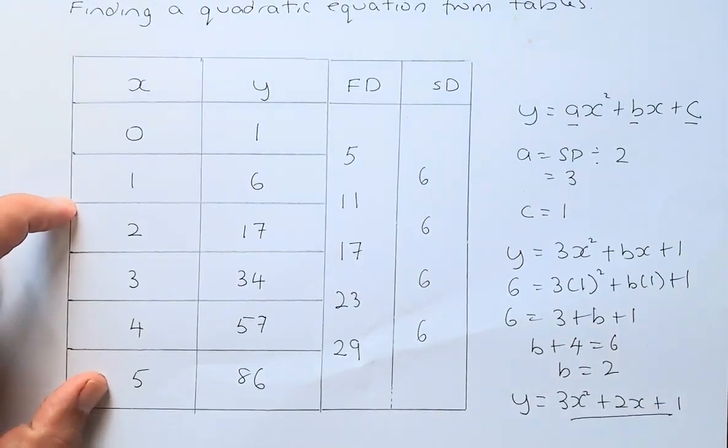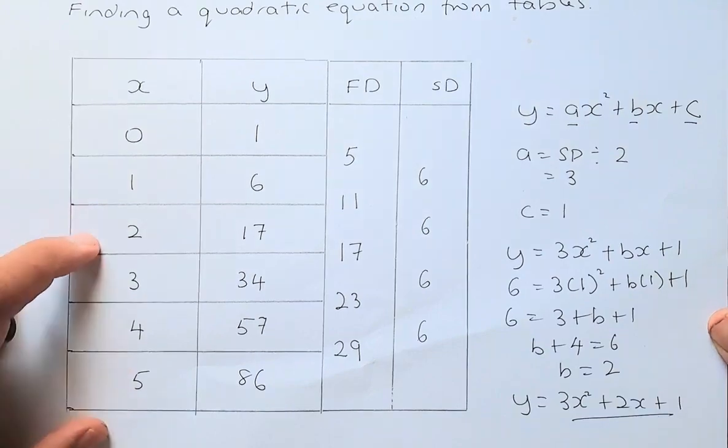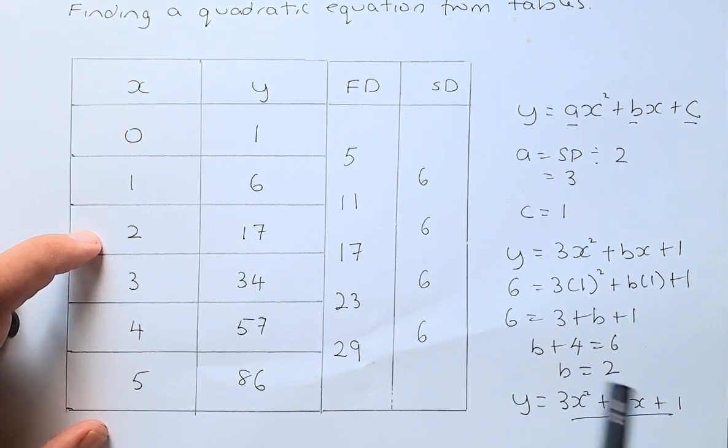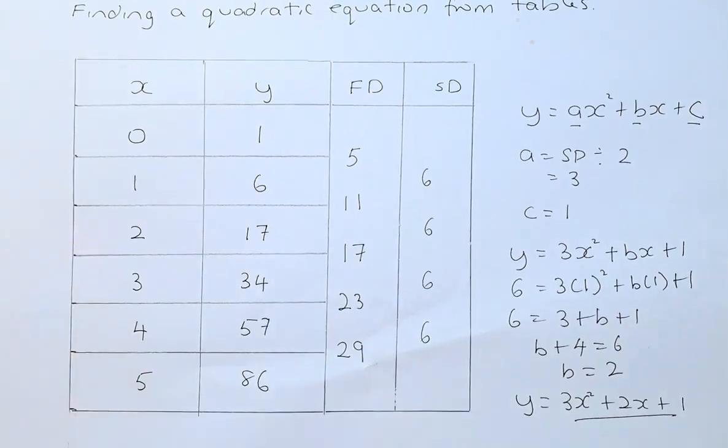To find out whether it's right or wrong, you substitute the next value. When x is 2, 2 squared is 4, 4 times 3 is 12. Then 2 times 2 is 4, so 12 plus 4 is 16, plus 1 is 17. That equals 17, and you know your equation is right.